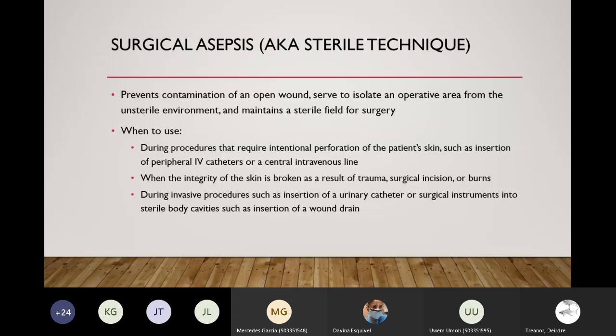When you're intentionally perforating a patient's skin, like an IV cath, that's when you're going to use sterile technique. Also when the integrity of the skin is broken, such as trauma, surgical incision, or burns, and during any other invasive procedures like a urinary catheter or surgical instruments.